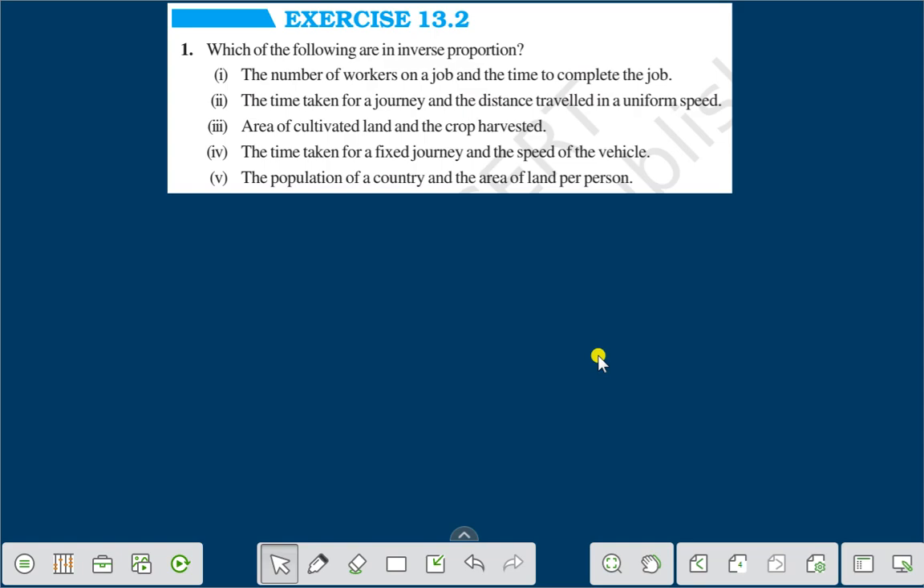Hello everyone. Today we'll discuss exercise 13.2 question number 1. Which of the following are in inverse proportion? Let us find.